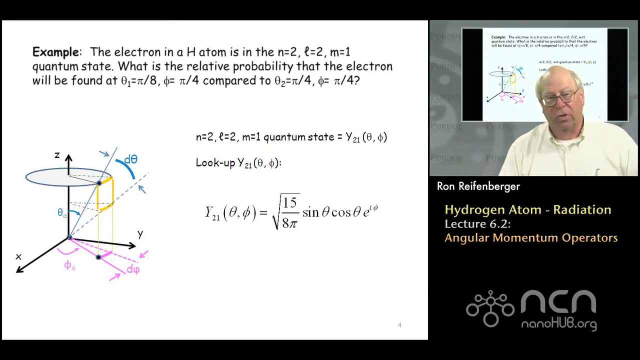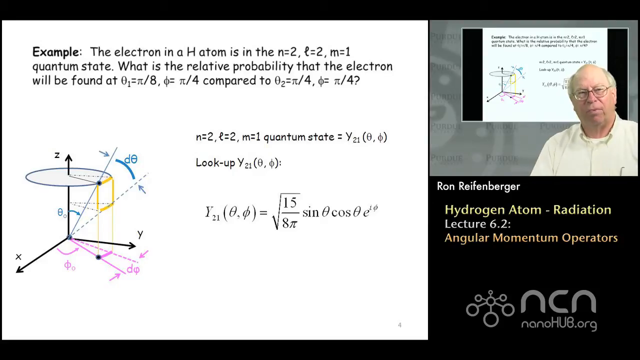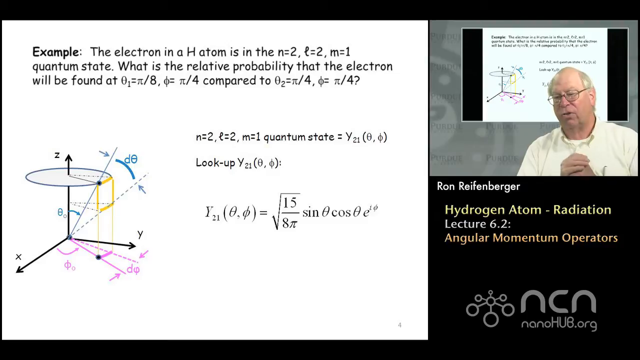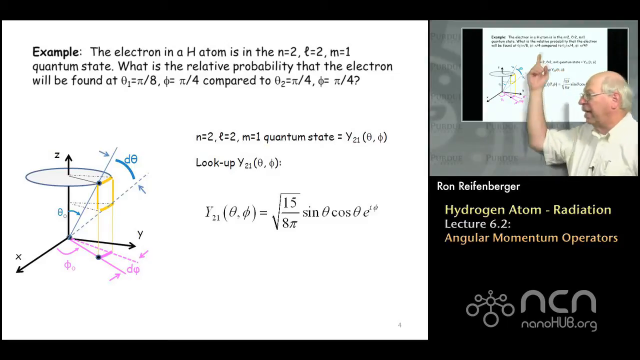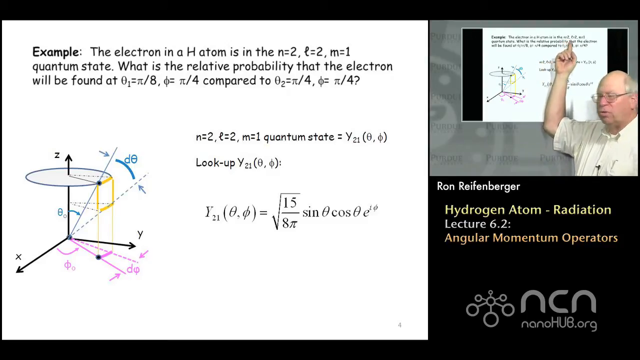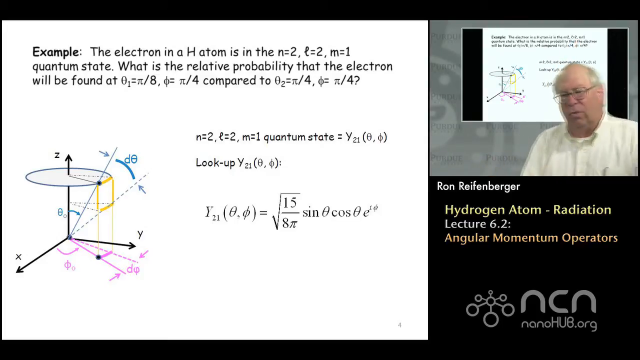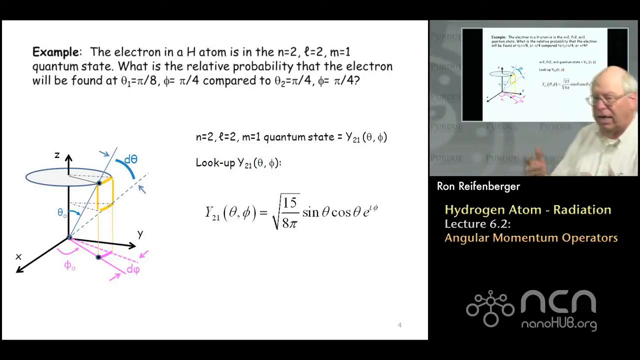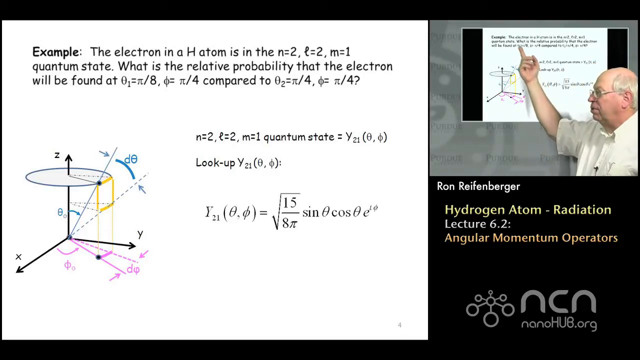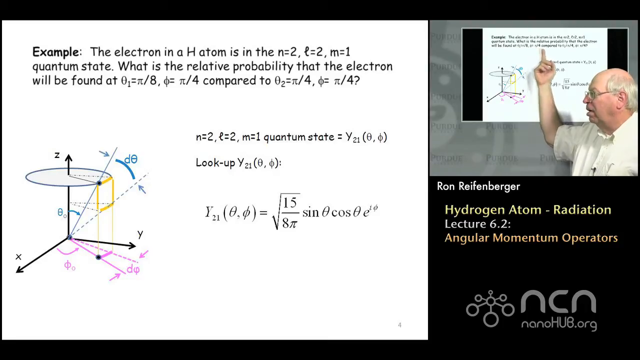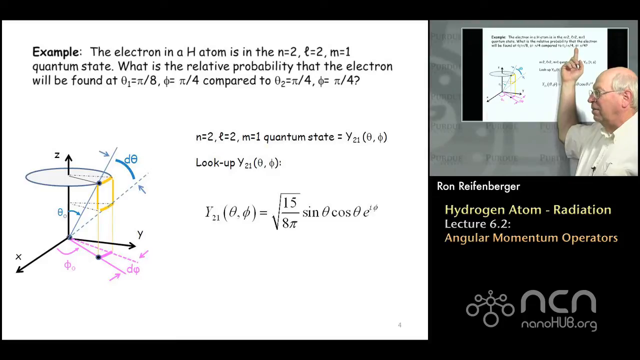So you can come up with problems that you can solve, right? You can say, give me a hydrogen atom and give it a certain quantum state. In this particular case, I picked the quantum state n equals 2, script L equals 2, m equals 1. And then I just asked this question, what's the relative probability that the electron will be found at some position theta 1 equals pi by 8, phi equals pi by 4, compared to the probability that the electron is at some angle theta 2 equals pi by 4, phi equals pi by 4.